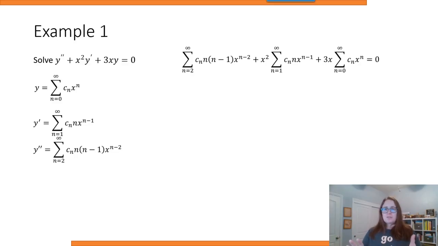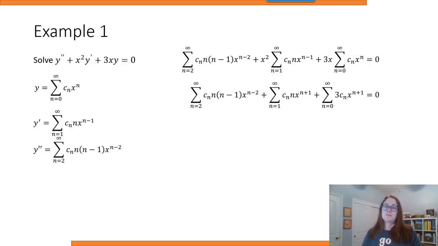And so the first thing I'm going to do is take the x squared and the 3x and push those into the sum and combine them with the powers of x that I have in my sum. So x squared times x to the n minus 1 becomes x to the n plus 1. And then x times x to the n becomes x to the n plus 1. Okay, so the next thing I want to do is get all the powers of x to match. We want to do this before you change the starting values of your sums because it will mess things up if you do it in the reverse order.